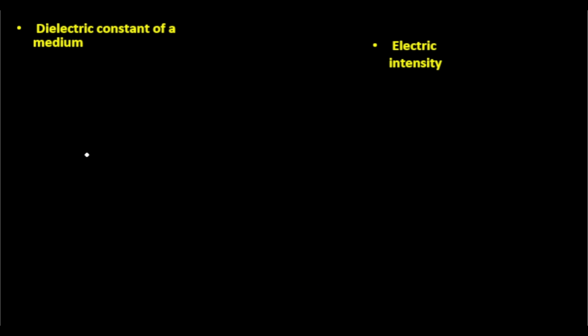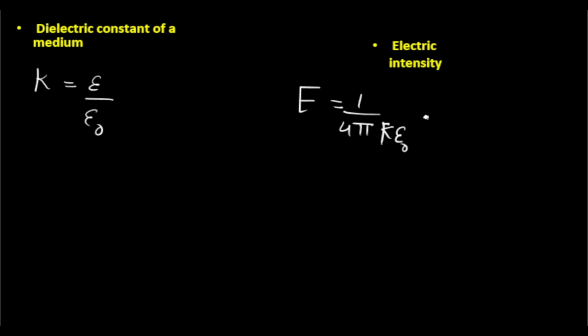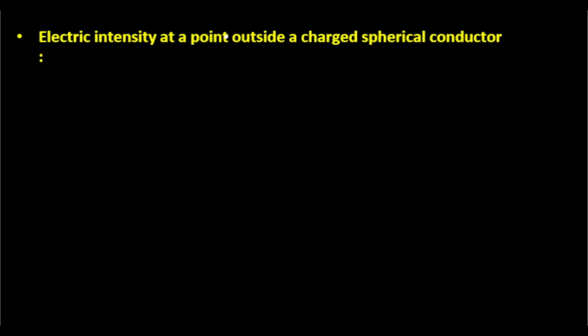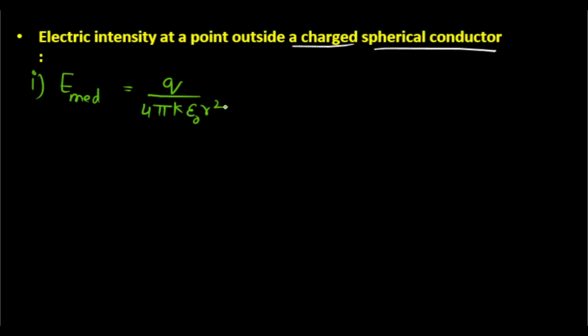Now, dielectric medium. The dielectric constant of a medium K is equal to epsilon upon epsilon naught. Electric intensity E is equal to 1 upon 4 pi K epsilon naught into Q upon R square. This is the electric intensity at a point outside a spherical conductor. So E in medium is Q upon 4 pi K epsilon naught into R square, which is equal to sigma into R square divided by K epsilon naught into r square.